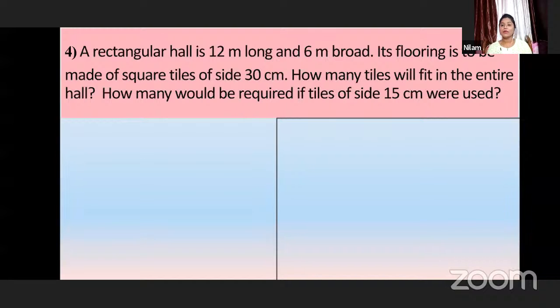How many would be required if tiles of side 15 centimeter were used? So there are two different questions. In the first question, we have to find out how many tiles will fit in the entire rectangular hall. If the side is 30 centimeter and if the side is 15 centimeter, how many tiles will we require? That means the measurements of two tiles are given in the question. So first let us find out the area of the rectangular hall.